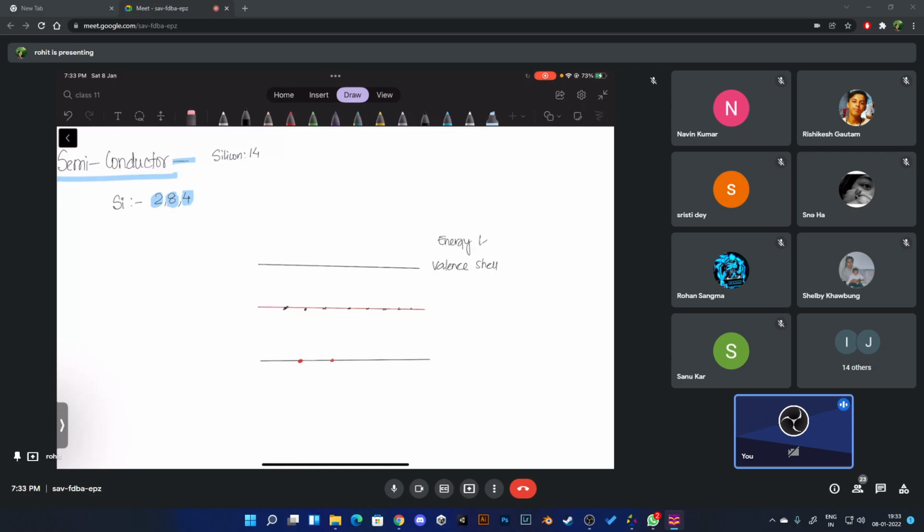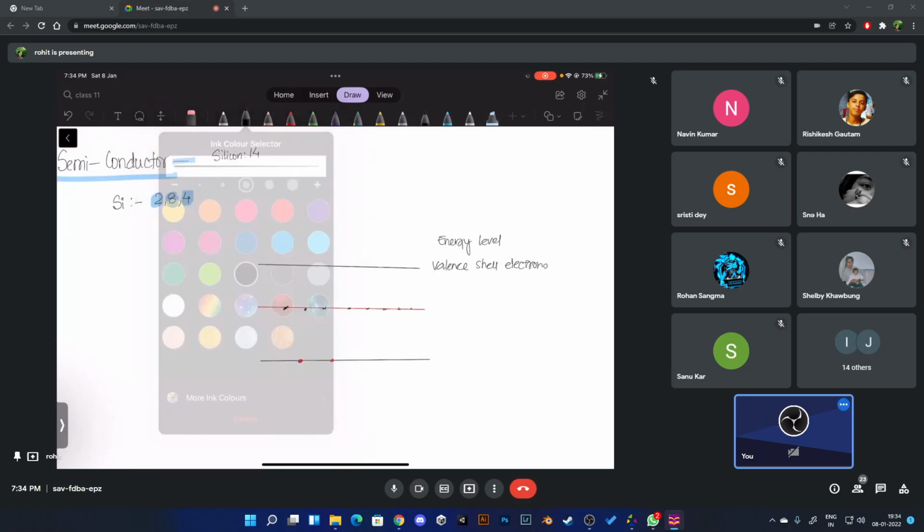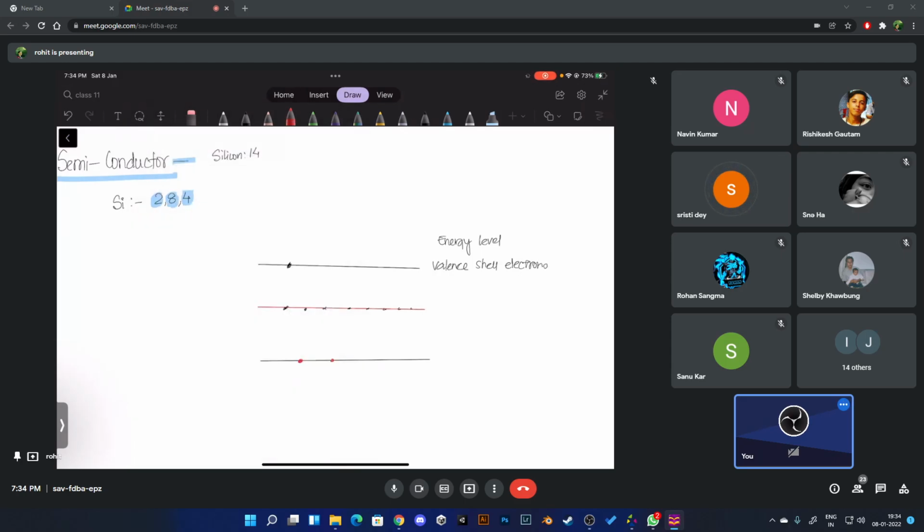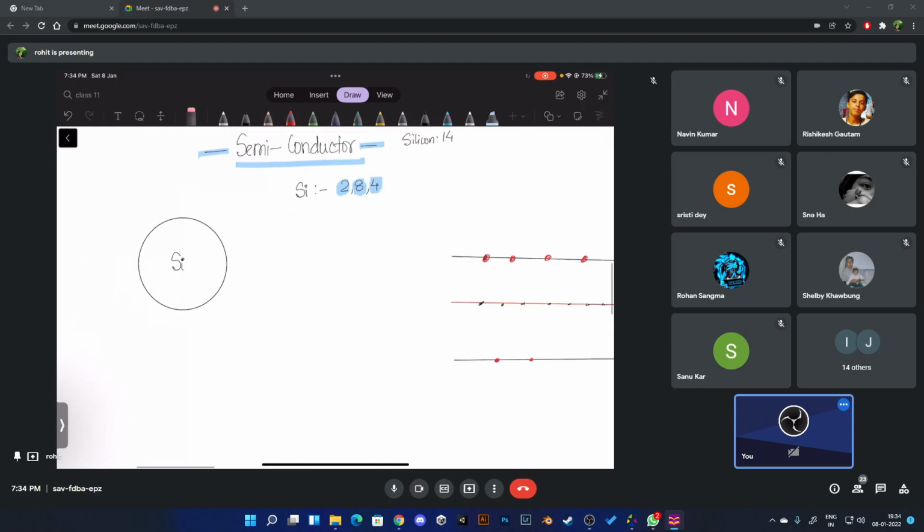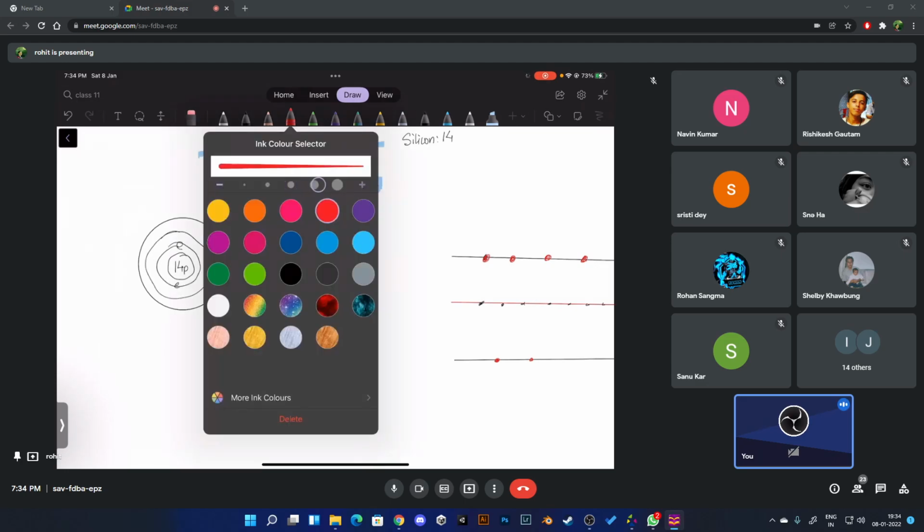This is the energy level for which electrons? All the electrons are the valence shell electrons. How many should I draw here? 1, 2, 3, and 4. This is only for one atom I am drawing. I can show you how it looks like. It has 14 protons, 2 electrons, 8 electrons, and in the outermost shell, you know by now, it has 4.